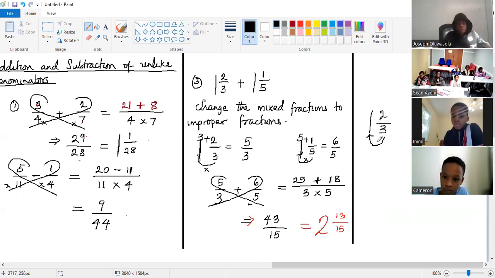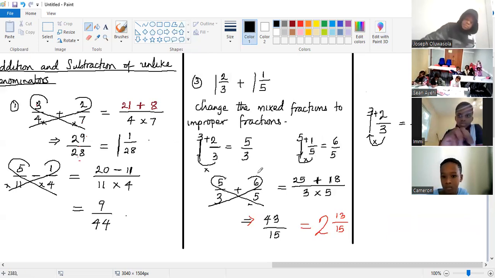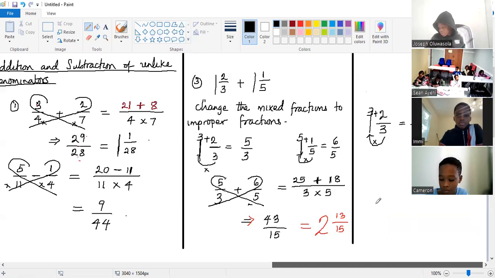3 times 1, all right? And what is 3 times 1? That is 3. So you write the 3 on top of the 1, then you add 2 to it. So this gives 5 over 3. You do the same for 1 and 1 over 5, you get 6 over 5. Then you do what we did earlier, and we got 2 and 13 over 15.